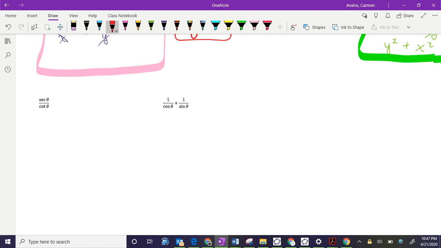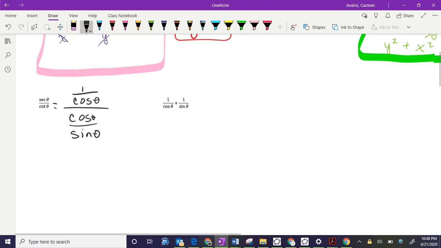Okay, here, how do I do that? Well, now we have secant and cotangent. There's a couple of ways that we could solve this. We always want to go back to the basics, and the basics is always going to be sine, cosine, and tangent. So the secant is going to be 1 over cosine of theta, and the cotangent is going to be the cosine of theta over the sine of theta.